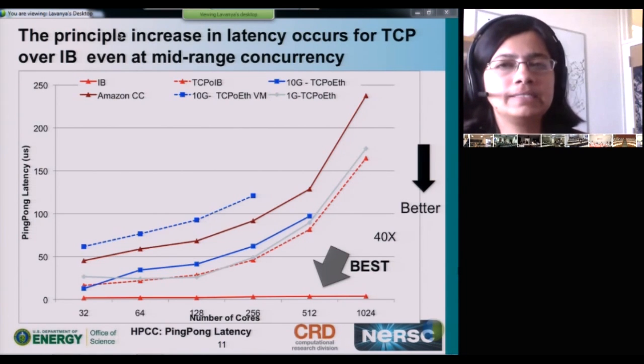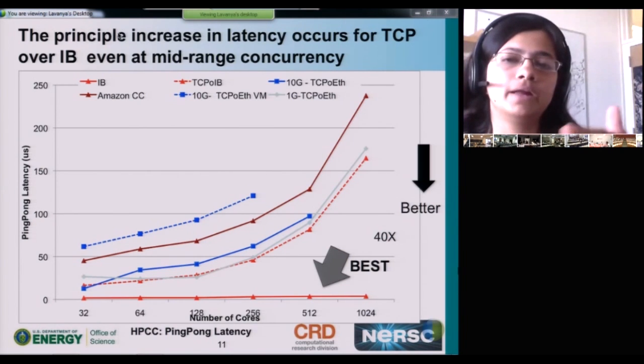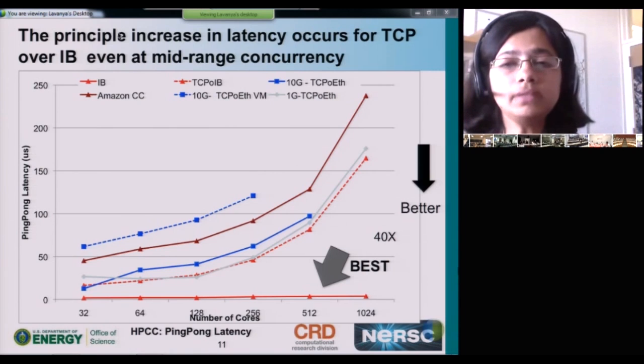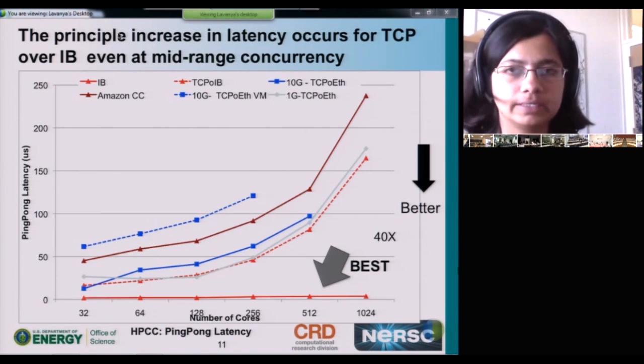And the principal increase in latency occurs for TCP over IB even at mid-range concurrency. So you start seeing that by the time you hit 128 to 256, the TCP over IB starts declining. The latency starts increasing, which means the performance is decreasing fairly rapidly over here. And most of the lines mirror that trend as you go further in with different configurations.